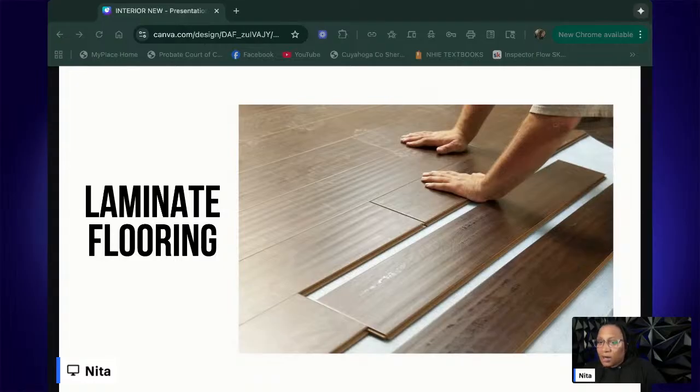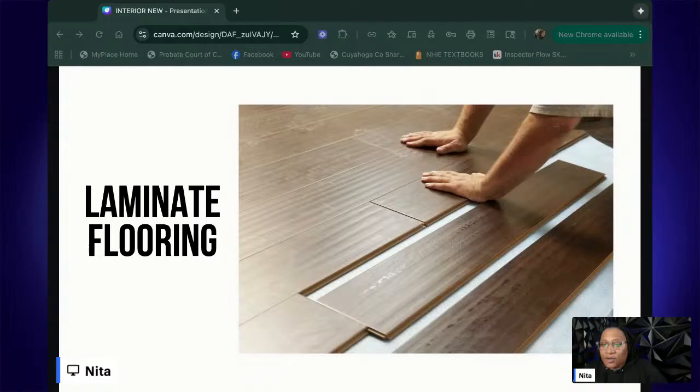These boards basically have multiple layers. The first layer is a backing layer, and that's what gives the floor its stability, and it resists the moisture that could be coming up. Then there's a core layer, and then there's what we call a design layer. This is the layer that gives it the image of wood, tile, or stone, or whatever the case may be. And then on the top, it is covered with a wear layer. This is the protective surface to try to reduce damage from walking on it and wear.